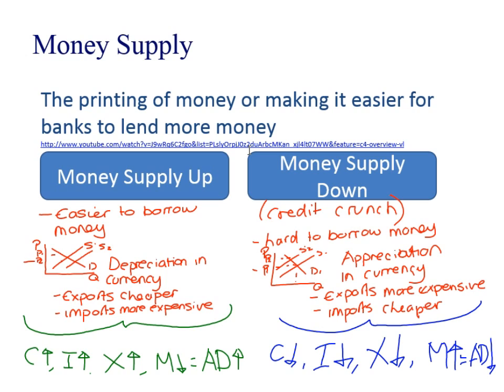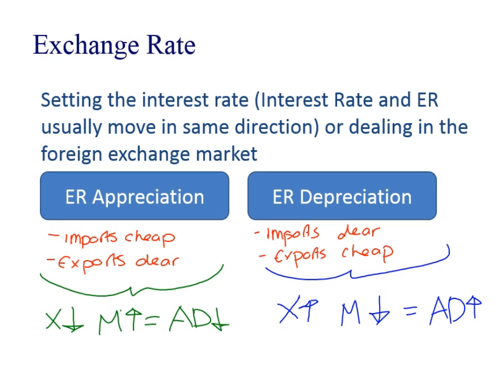This is a link to a video from the Bank of England explaining quantitative easing, because it's a way of adjusting the money supply. The exchange rate as well: if you intentionally intervene in the exchange rate market, dealing in foreign exchange, or intentionally set the interest rate to influence the exchange rate, that's a form of monetary policy. If you have exchange rate appreciation, it makes exports more expensive and imports appear cheaper, so demand for exports reduces, demand for imports increases, and AD reduces. You can see the opposite happens if you have exchange rate depreciation.